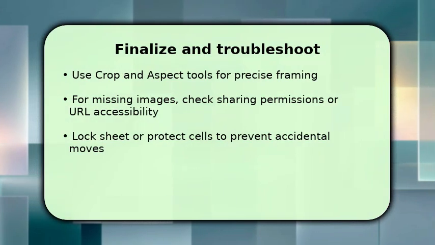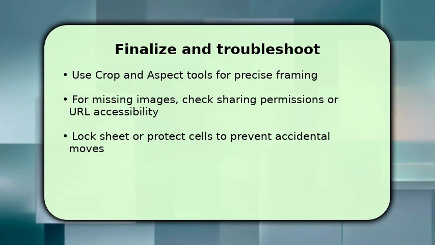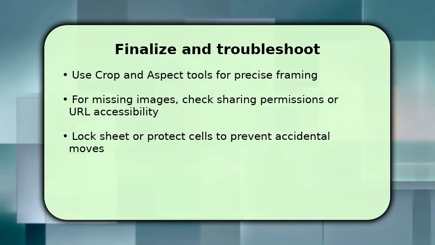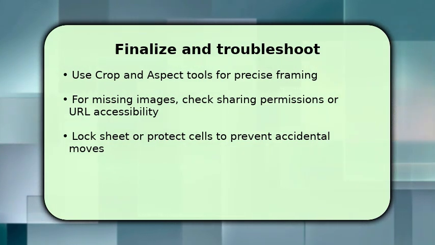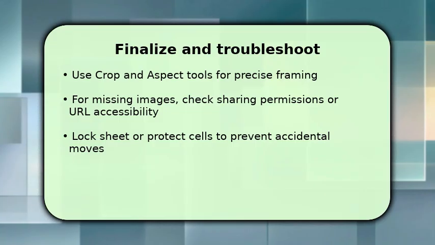Crop or use aspect ratio tools to frame the image, and set row/column sizes so the image displays cleanly. If the image disappears or shows a broken link, check that the URL is accessible and file sharing permissions allow viewing.